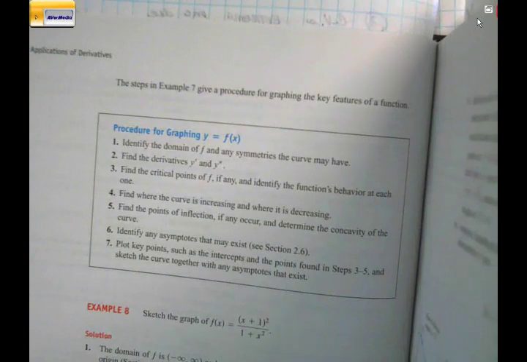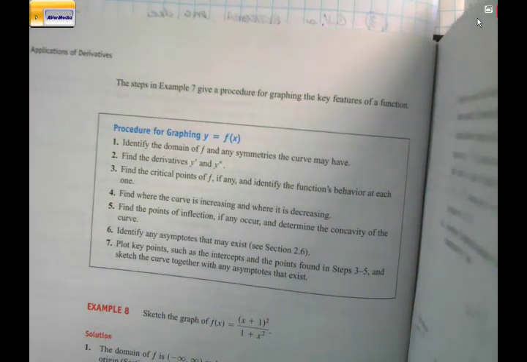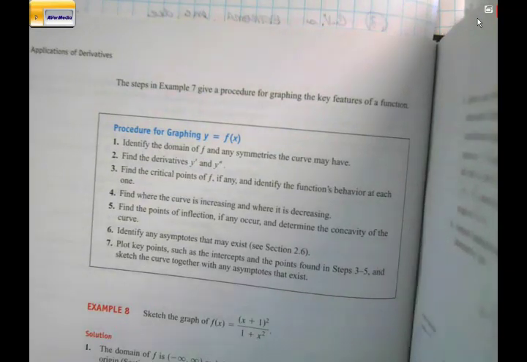Find the first and second derivative. Find the critical points of the first derivative and the second derivative. Determine where the curve is increasing or decreasing. Find the points of inflection and determine the concavity. Identify any asymptotes. That's that vertical asymptote stuff.